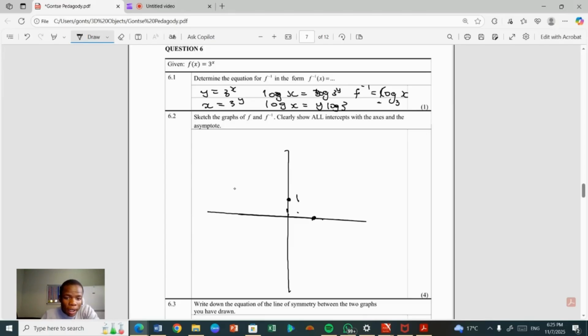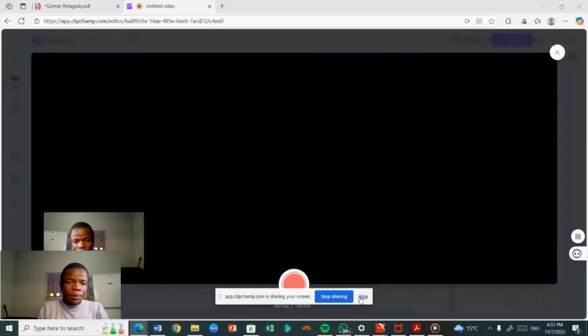So your f of x will go like this. And then your g of f, what do we call this? Your inverse will go like this. So here is 1, here is 1. Then this is your f minus 1. Then here is your x-axis. Then this is your y-axis.